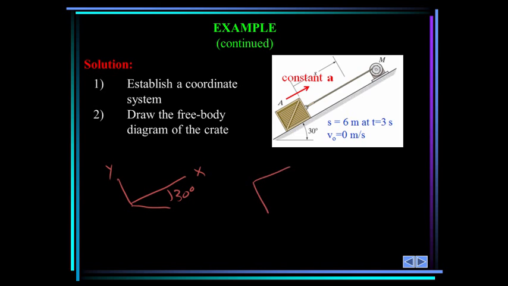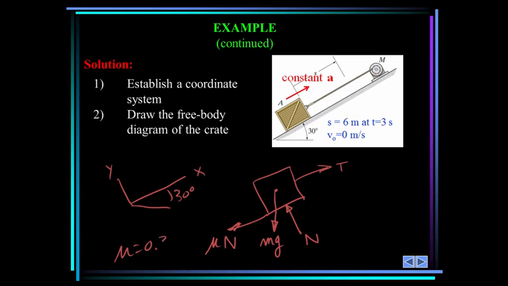The free body diagram, here's the block. We have the tension in the cable, we have the normal force, we have the weight of the crate, and we have the frictional force, which is mu times N. Remember, mu is equal to 0.3. Note that the frictional force is opposite the direction of motion.